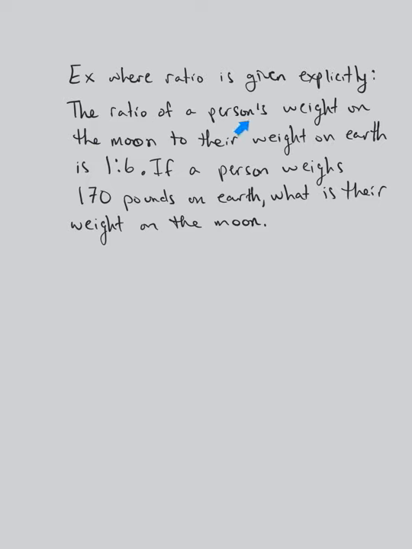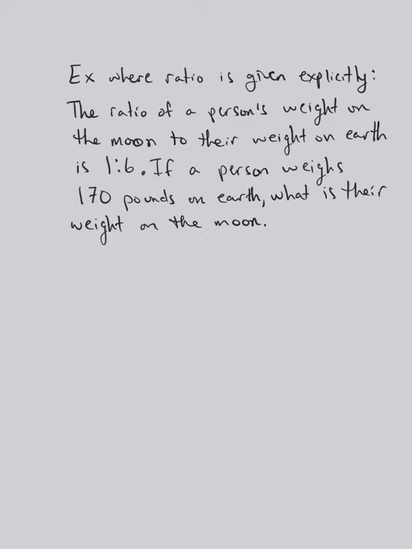The ratio of a person's weight on the moon to their weight on Earth is 1 to 6. And if a person weighs 170 pounds on Earth, what is their weight on the moon? There are a few pieces to untangle here. Notice that we are given that 1 to 6 here.